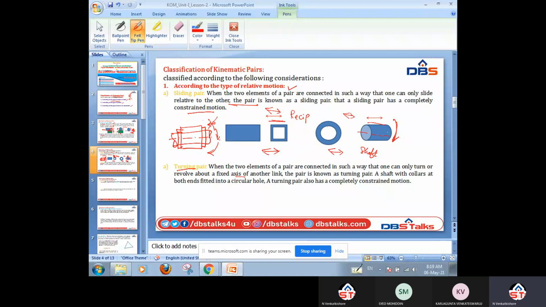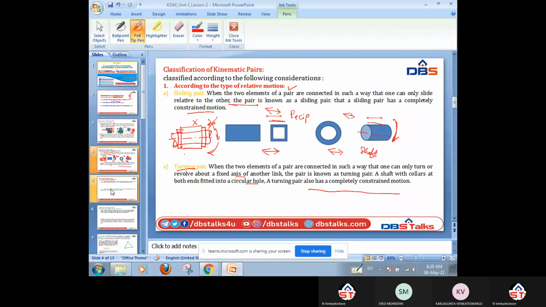So only the possibility of rotation, the only relative motion, even though there is one more relative motion, but it is stopped by another constraint, that we will call a turning pair. So this turning pair also has a completely constrained motion, since complete constraint means it goes through only one direction.